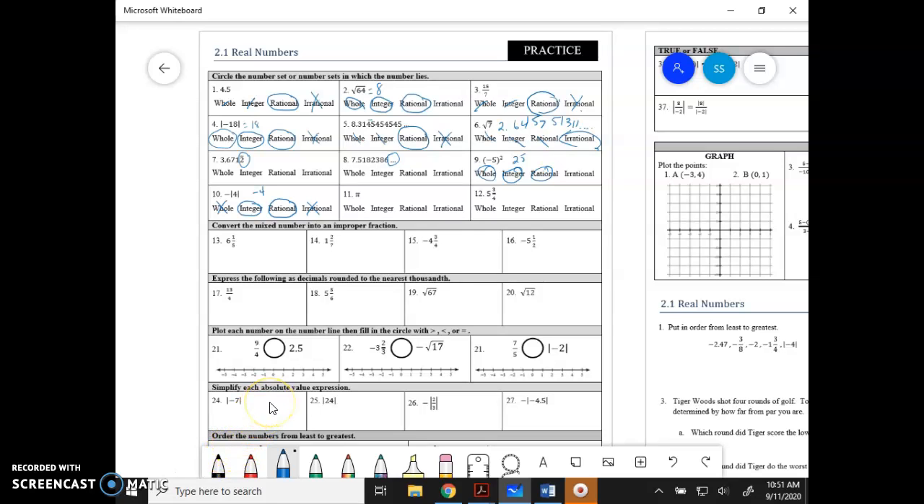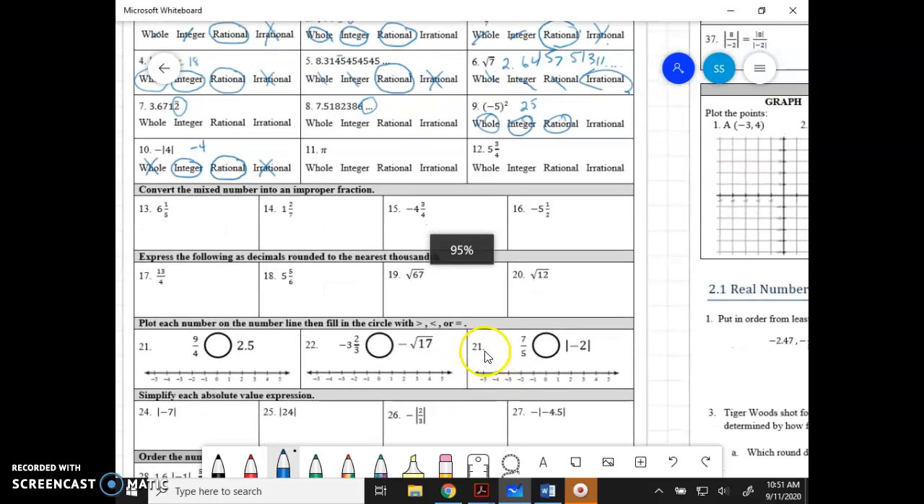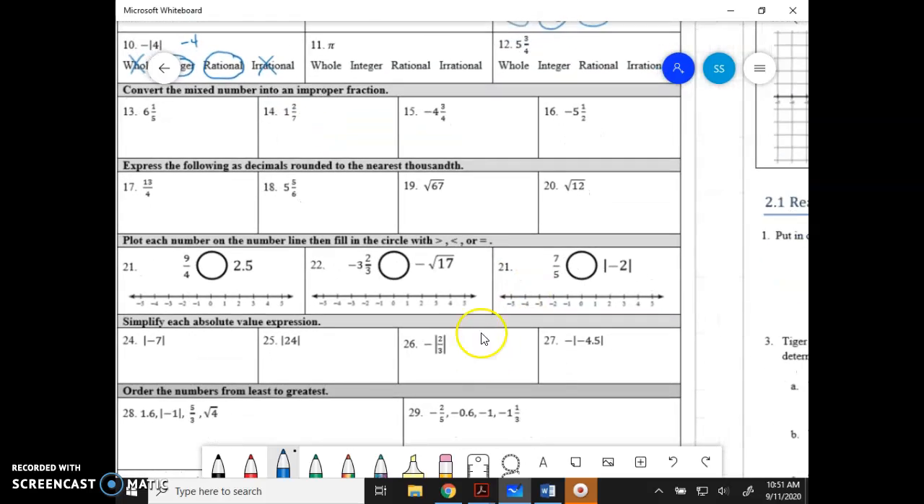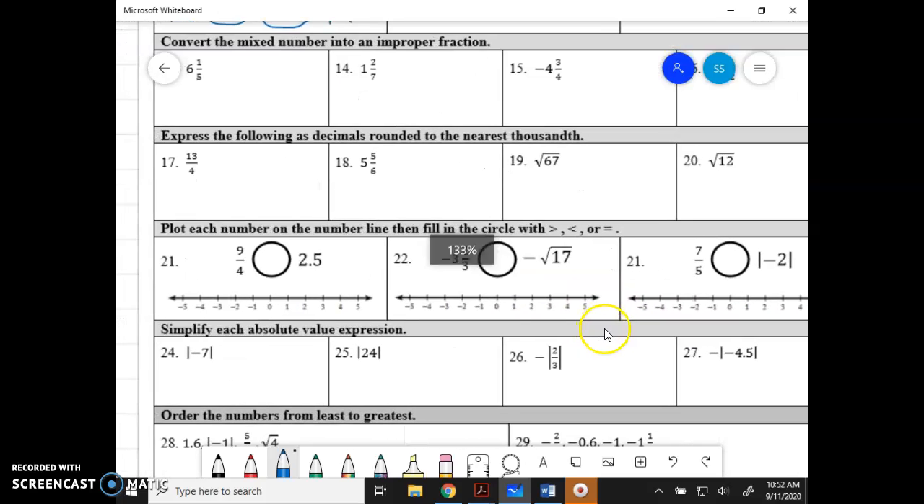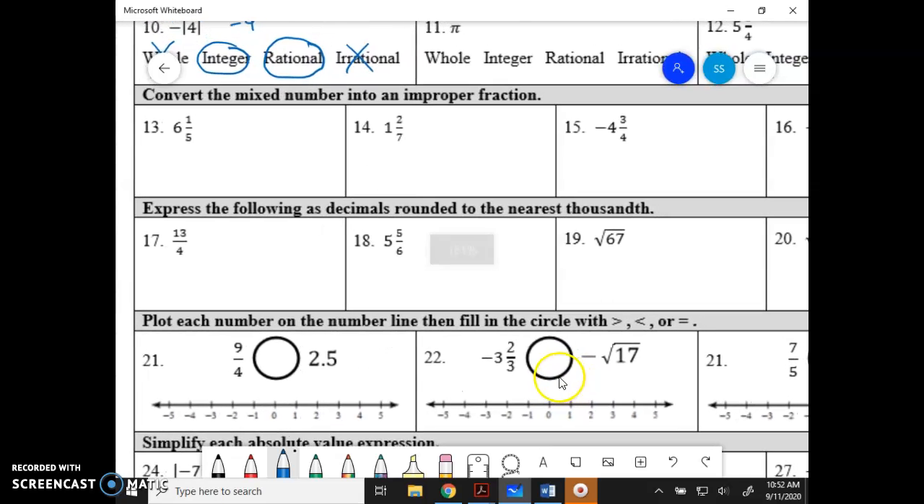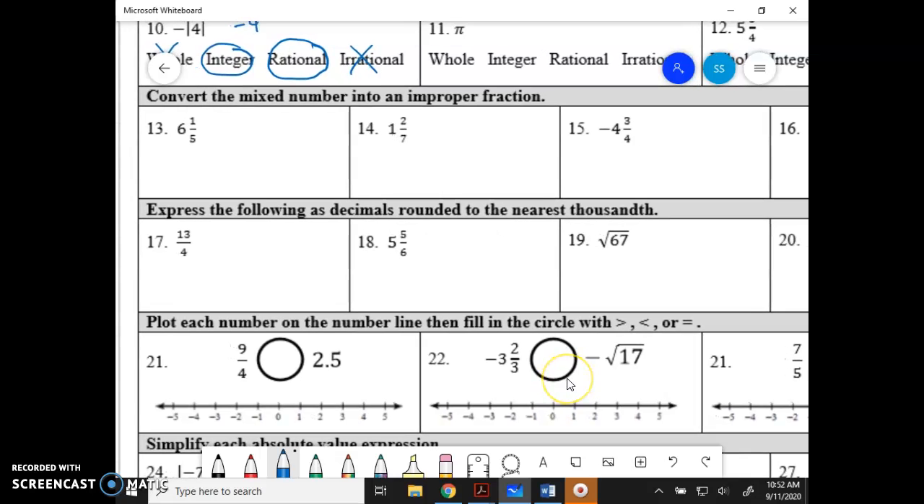Okay, just wanted to make a second video here, a little help with these practice problems. I already had a video helping you with problems 1 through 12, so I just wanted to make a second video because there's kind of a lot of practice problems here this week. Let's see, we got 13 through 20 is converting mixed numbers into an improper fraction.